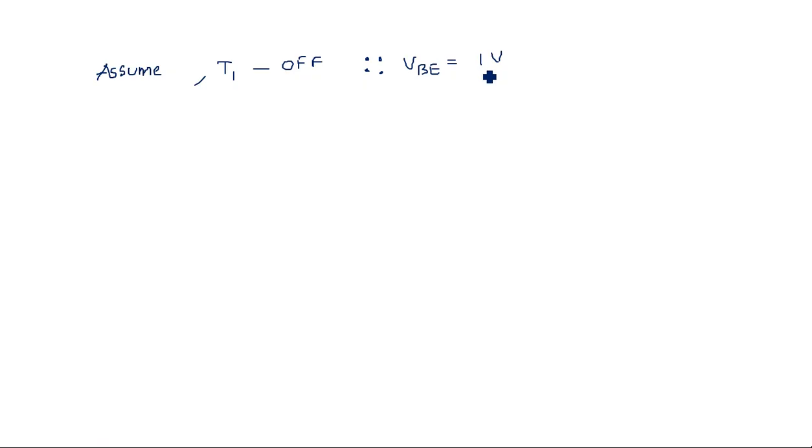Suppose I am giving the input voltage in such a way that the junction will be having a potential of 1 volt across the base and emitter. So this 1 volt is sufficient to switch on the transistor. Now I am saying that as this is the input voltage appearing at the junction of the transistor, T1 is said to be in on state. T1 is said to be in on state.